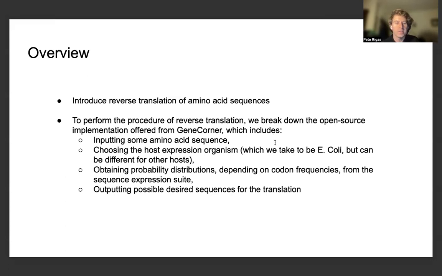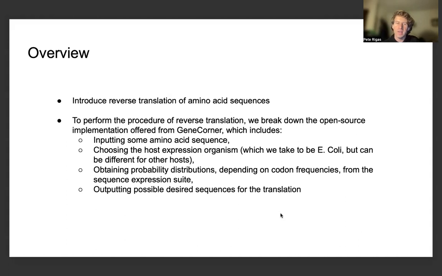further. In particular, this reverse translation step includes the steps of inputting some amino acid sequence, choosing the host expression organism, which for this case we'll take to be E. coli, but the reverse translation step can also be implemented for other hosts, from which we'll obtain a probability distribution, which is dependent upon the codon frequencies from the sequence manipulation suite, which I'm also going to provide an overview of, which finally allows us to output some possible desired sequence for the translation.